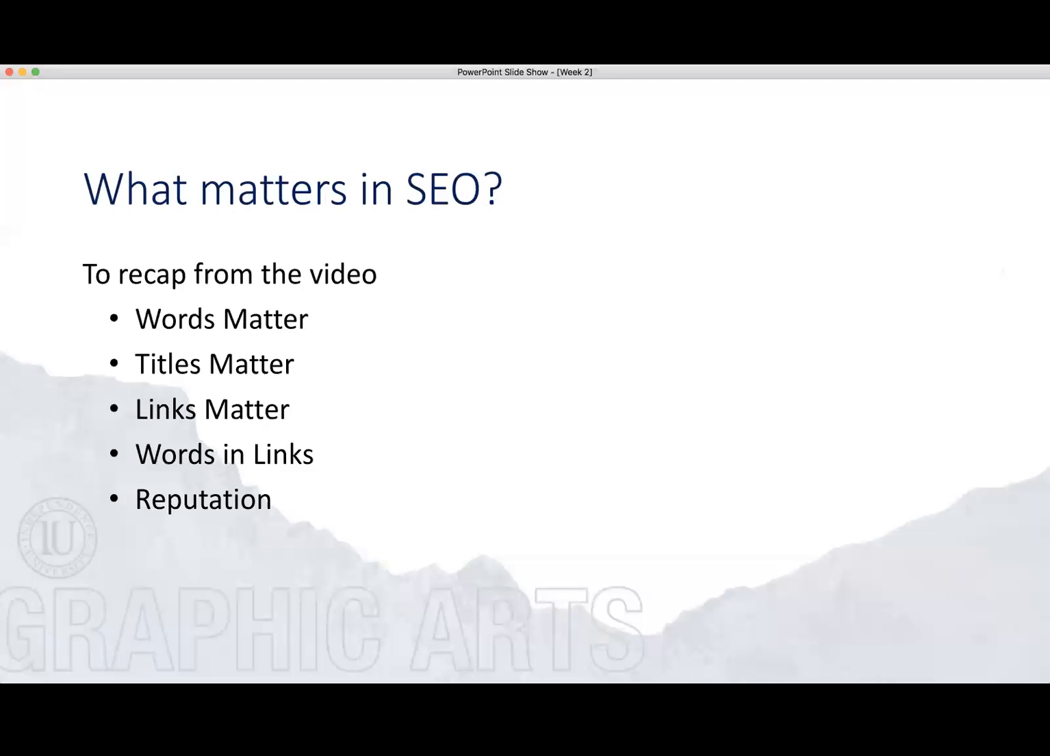To recap from the video in your media for this week: words matter, titles matter, links matter, words in links matter, and reputation matters. So what does that mean? Well, words matter because of search engine optimization. Every search engine has these little robots. They're like spiders, and they troll all of the websites on the internet, and they're looking for words, like keywords, so to speak.